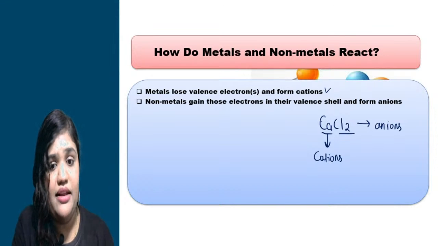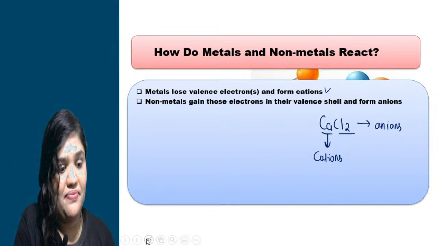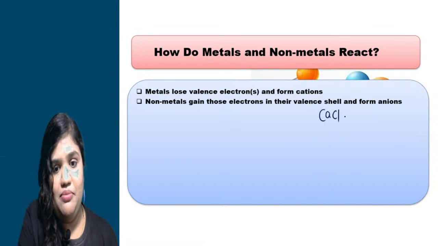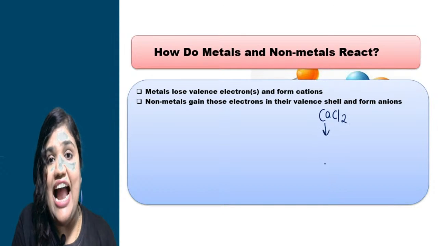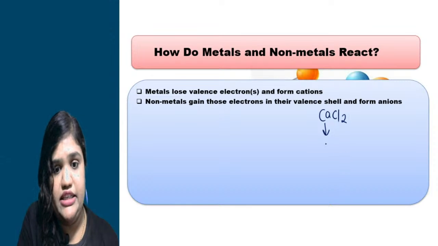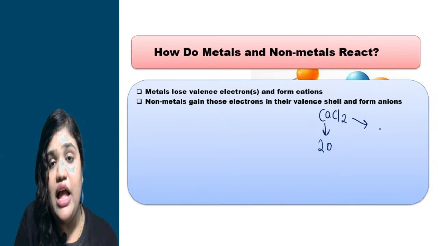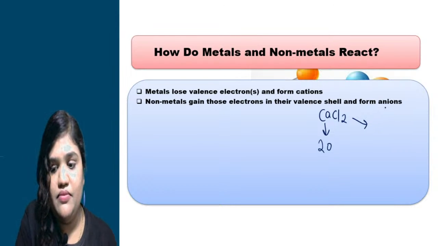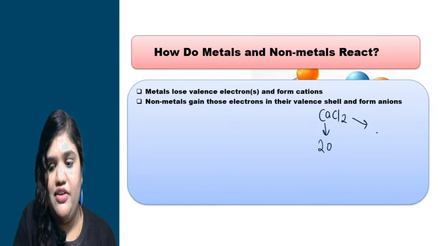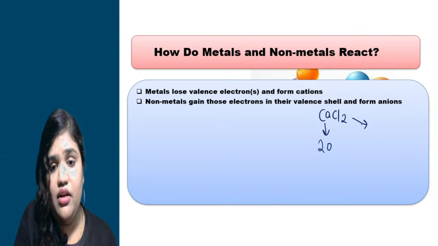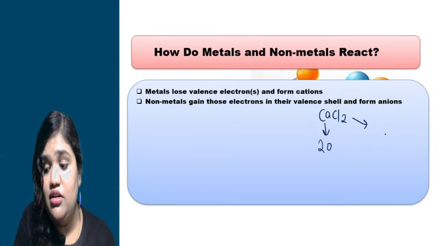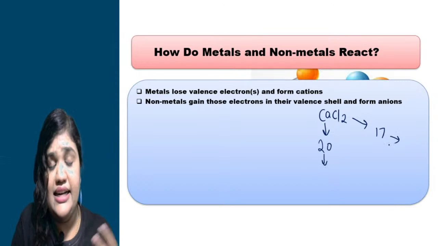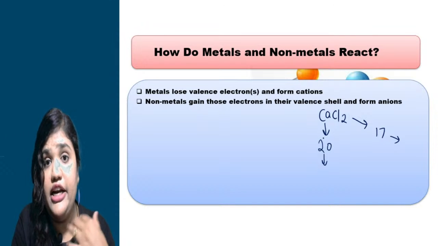Now let's discuss it. We have taken one example, calcium chloride. Let me clear this and then I will explain to you. Calcium chloride. Here, what is the atomic number of calcium? That is 20. And what is the atomic number of chlorine? Here we are going to discuss chlorine, and what is the atomic number of chlorine over here? That is 17. Now let's distribute the atomic number into the electrons.